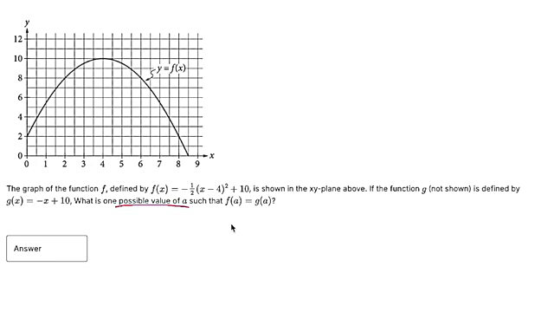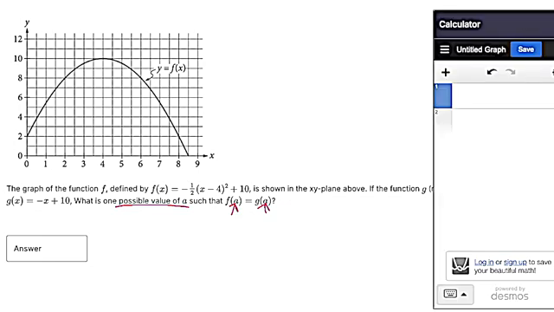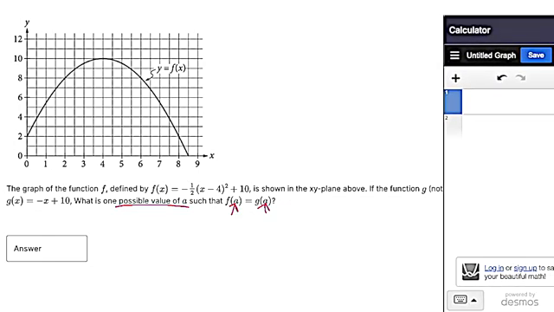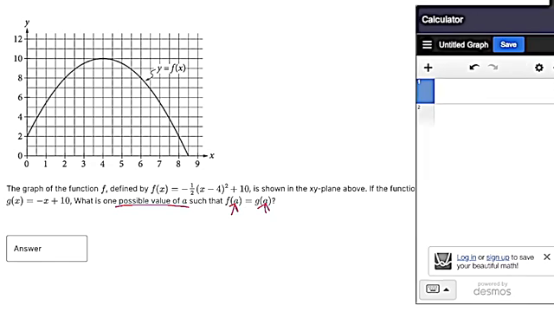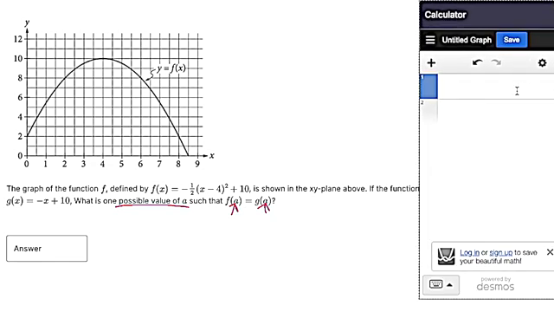And keeping in mind here that f of a and g of a is really just f of x and g of x. So it's really just asking for a value of x. So it might look like a, quote unquote, constants question, but it's not really a constants question. So I'm just going to pull up Desmos because it says such that they are equal to each other. So I'm just going to set them equal to each other.